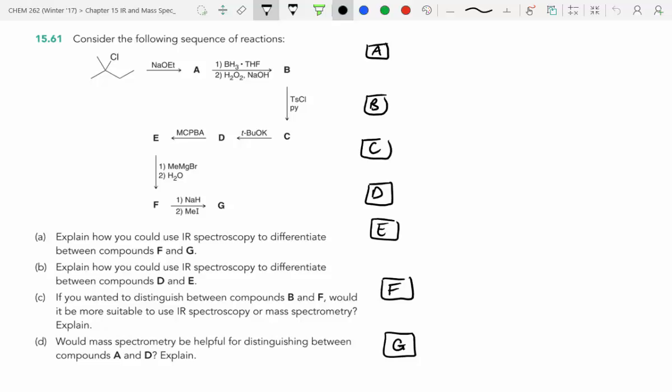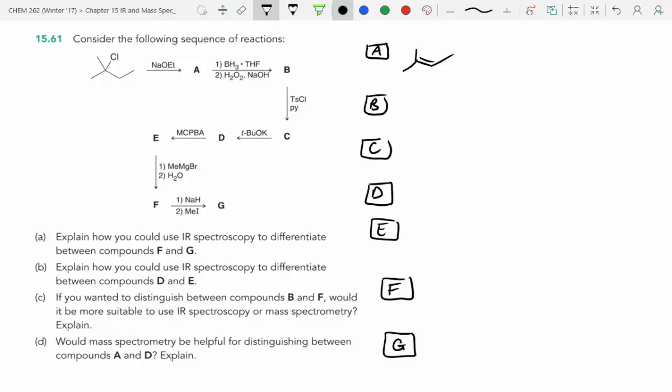All right, so compound A we know is going to be an E2 elimination. So we've got an alkene, right? Why aren't we doing substitution? The backside's way too hindered for SN2, right? Anytime you've got a tertiary group with a leaving group, you're not going to do SN2.